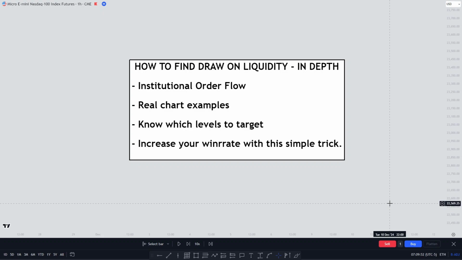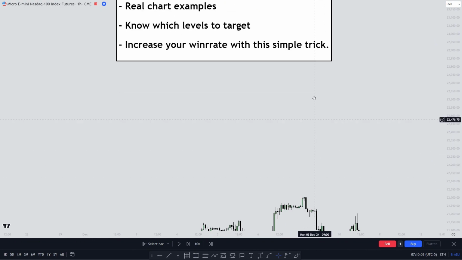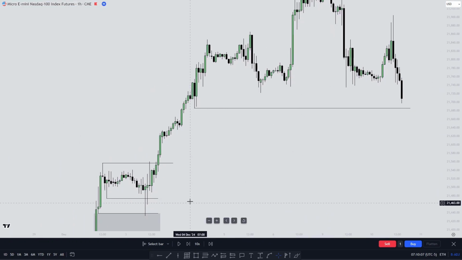Entry systems, amazing, but draw on liquidity is the number one thing you need to learn. I'll be going through this in more depth. Remember, draw on liquidity is more important than bias, because a lot of the time, your bias for the 1 hour can be bullish, but for the 15 minute, you can catch a 15 minute expansion to the downside, right? But that's based on draws on liquidity.